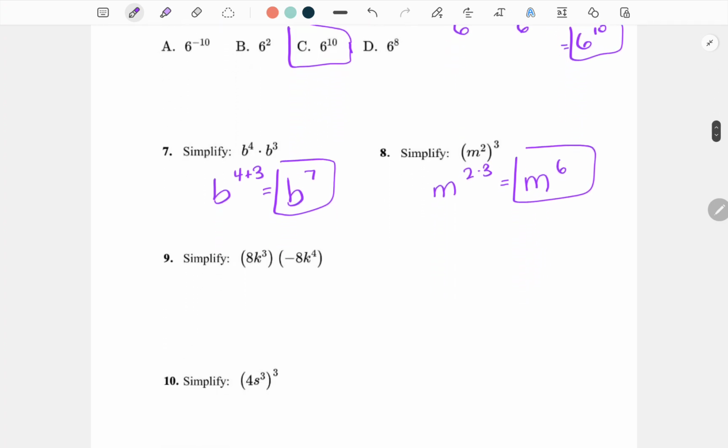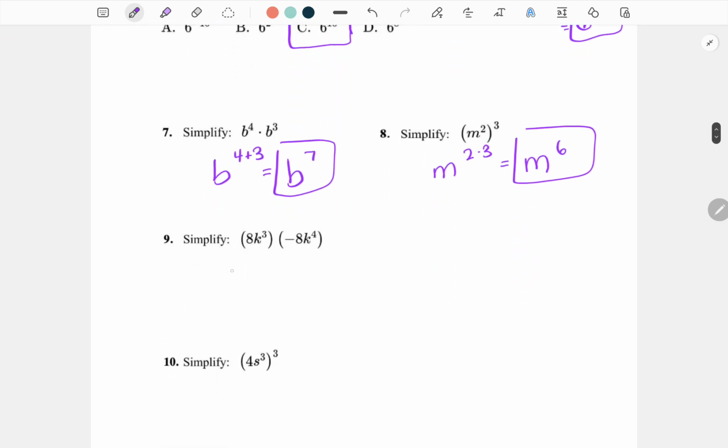Now for number 9, I'm going to multiply my coefficients, which are 8 and negative 8. Coefficient is just the number in front of the variable. And then I'm also going to add my powers, 3 plus 4. So 8 times negative 8 is negative 64. And when I add 3 plus 4, I get 7. So my final answer is negative 64, k to the 7th.